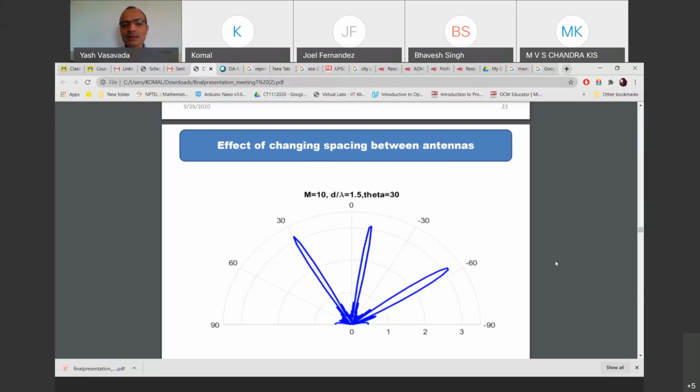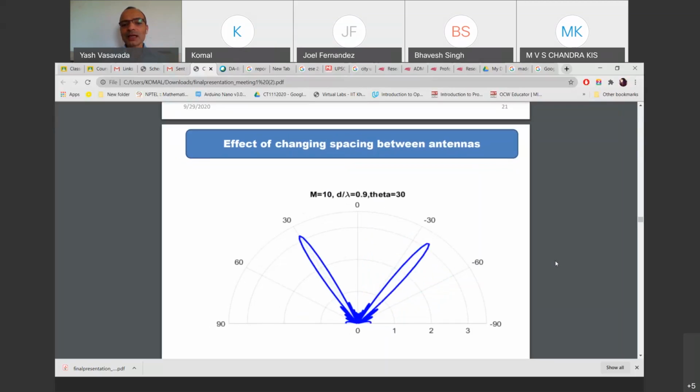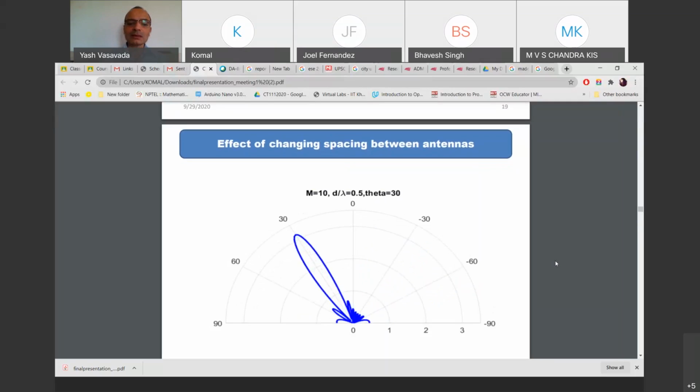Komal, go to the previous slide. So even with one, there is a grating lob. Go to the previous. With 0.9 also, there is a grating lob. Previous. At 0.7, Komal already started seeing grating lobs. Yeah, so Komal, you are done. Thank you.